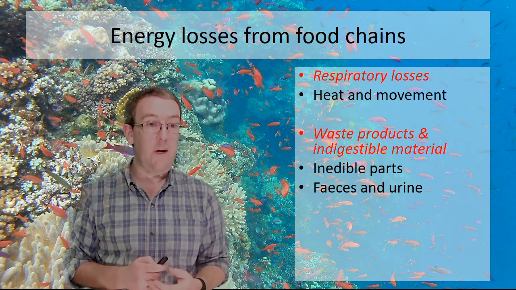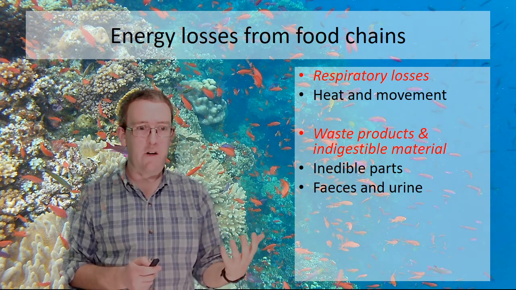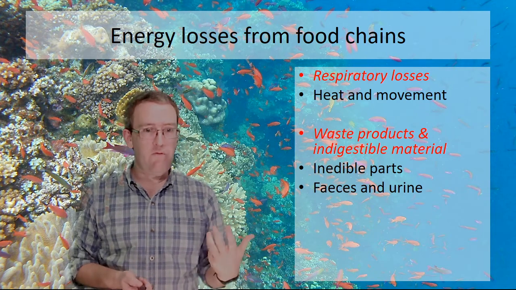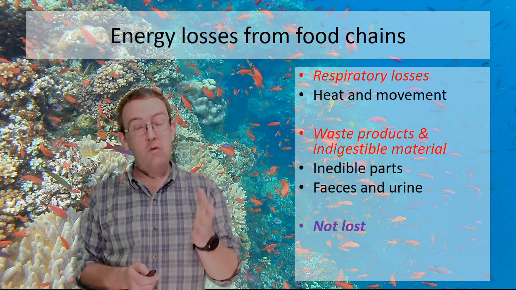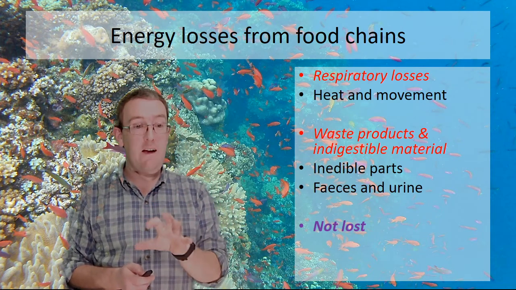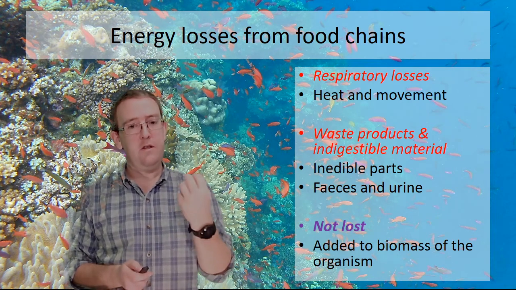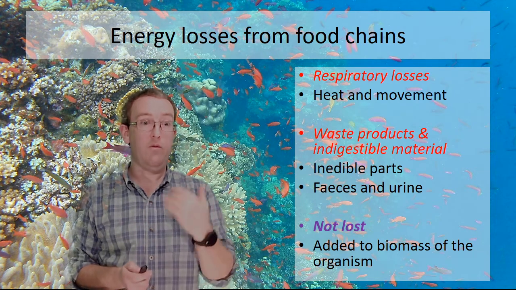For example, when you eat an animal, if you're a meat eater, you don't eat its bones or its hair or anything like that. With plants, you don't eat the trunk of a tree or all of its roots. You tend to only eat selective parts. And then the only bit that actually manages to count for the next trophic level is the bit that's added to the biomass of the organism. So that's our 10% we were talking about, at maximum, last time.